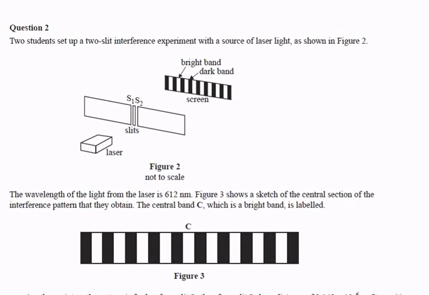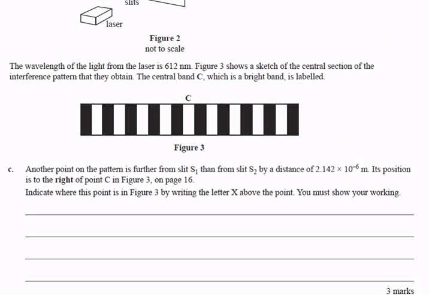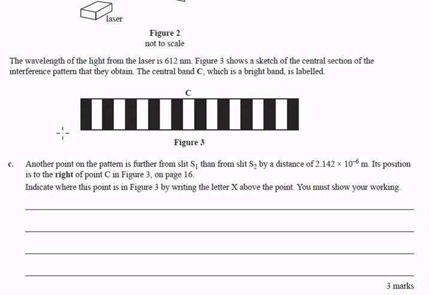It's the same diagram, and they say another point on the pattern is further from slit 1 than slit 2 by a distance of that. So when something's further from slit 1 than slit 2, they're saying the path difference equals that. Its position is to the right, so its position is over here somewhere. Indicate where this is by writing the letter X exactly above which one it is.